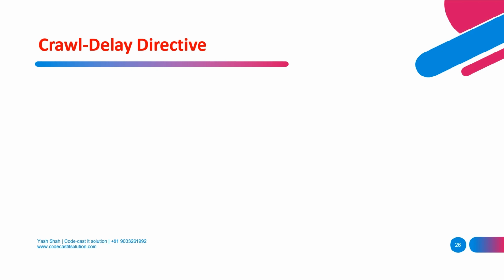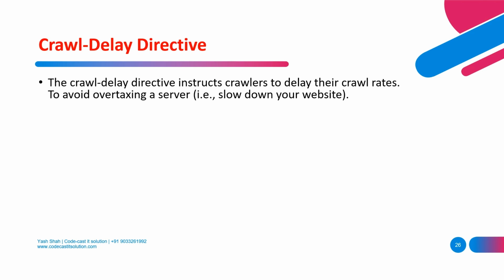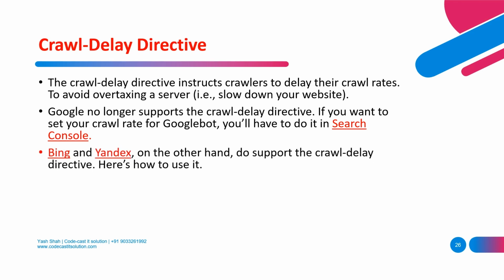The crawl-delay directive instructs crawlers to delay their crawl rates to avoid overtaxing a server, i.e., slowing down your website. Google no longer supports the crawl-delay directive. If you want to set your crawl rate for Googlebot, you'll have to do it in Search Console.